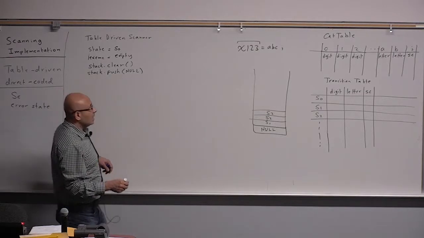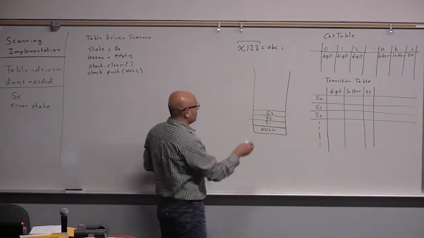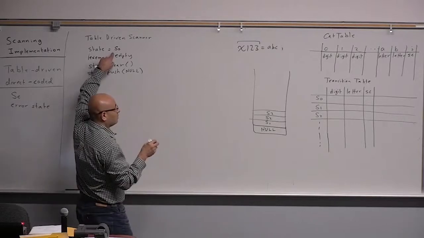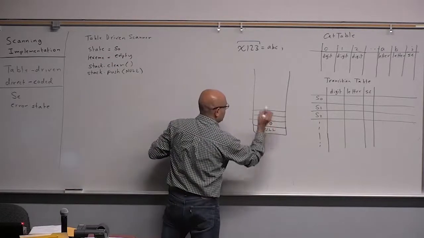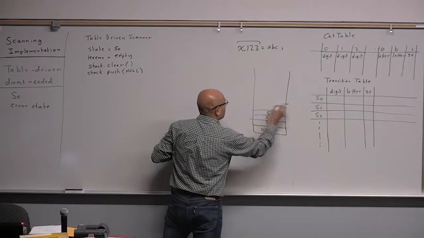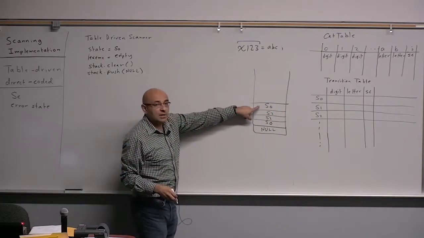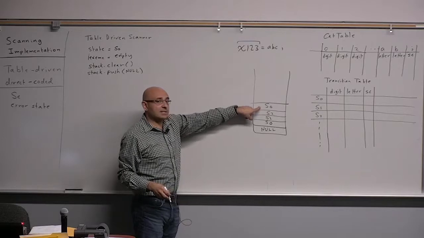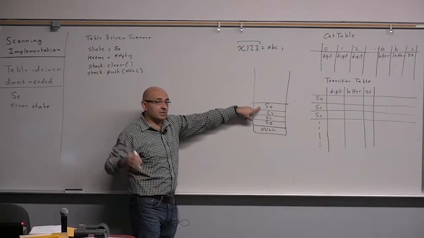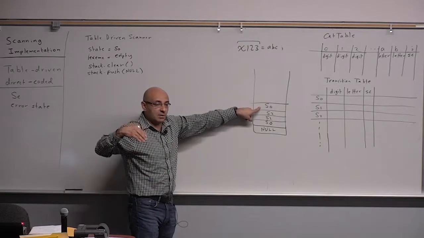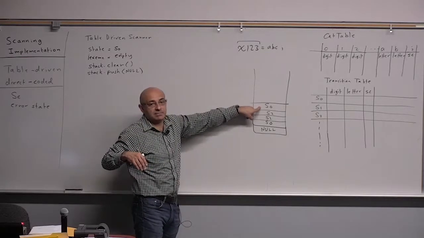Why not use S0? Because you may get to S0 again. So this could be S0, S1, S2, then you can go to S0 again. So when you pop and you get to this S0, this does not necessarily mean that you are right at the beginning of the lexeme, or that this corresponds to an empty lexeme.